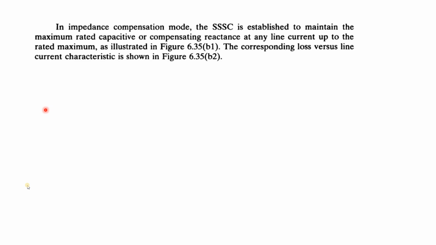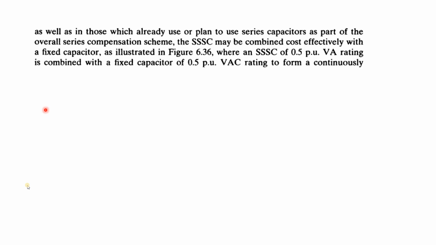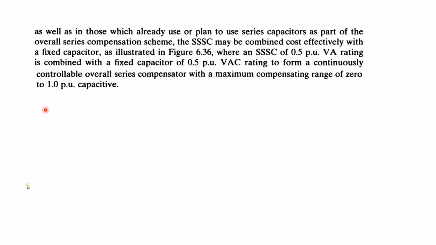In that figure, it was shown that when capacitance was there in practical cases, in those applications which already use or plan to use series capacitors as part of the overall series compensation, the SSC may be combined cost effectively with the fixed capacitor. So generally fixed capacitors are also combined with this particular SSC, where the SSC is generally taken as 0.5 per unit.